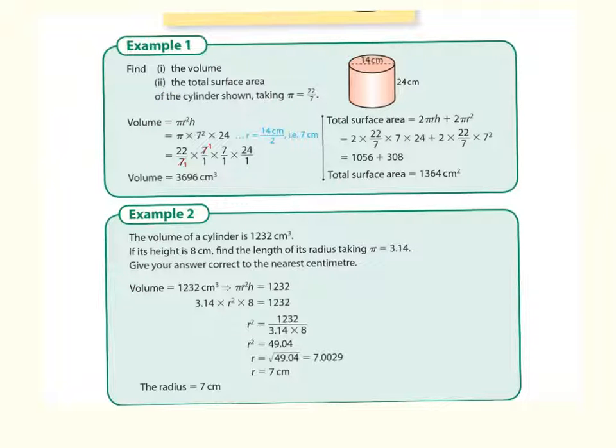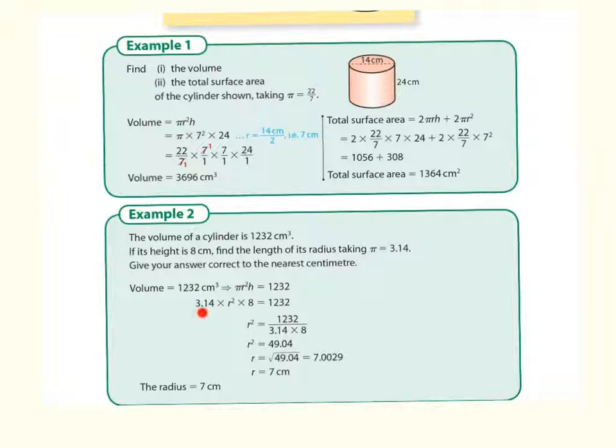Okay, and now the volume of a cylinder. If the height is 8, find the length of the radius. So we're actually given the volume here. So this is like a backwards problem. So we're told what the volume is, so we know that pi r squared h is equal to 1232. So we fill in what we can.